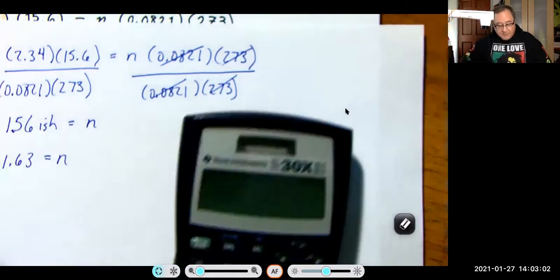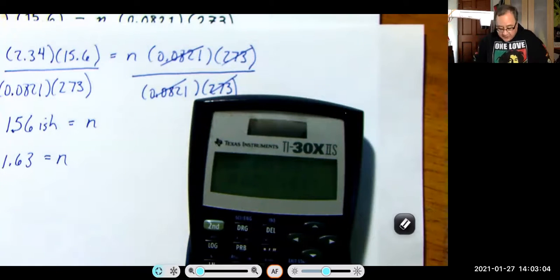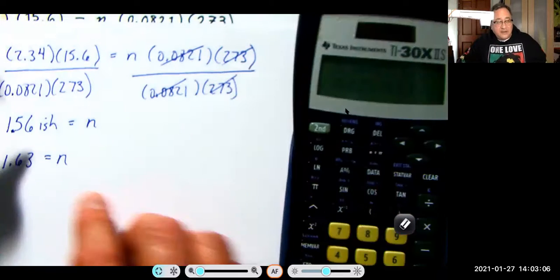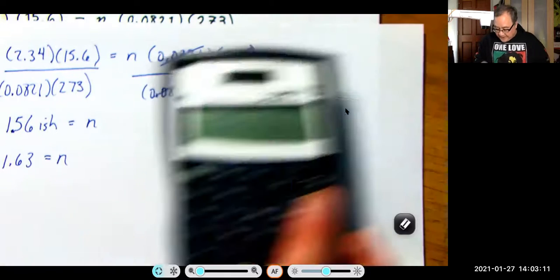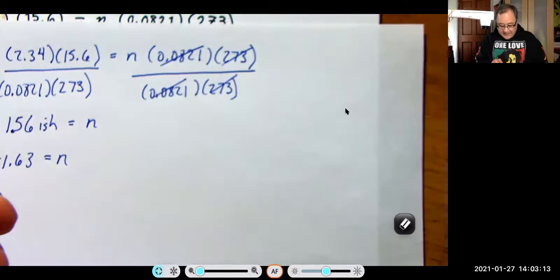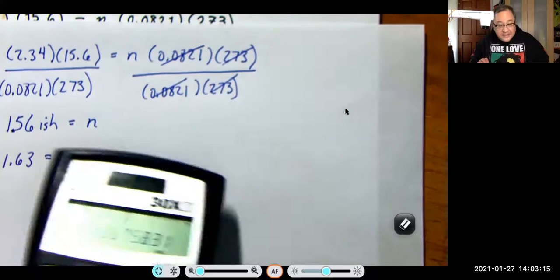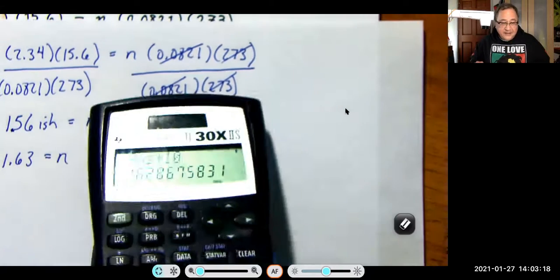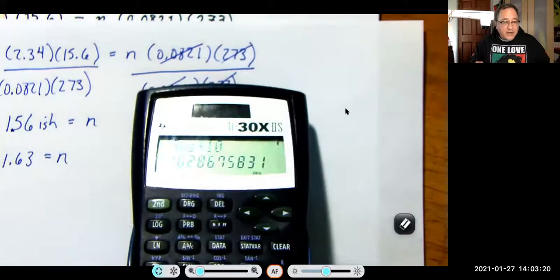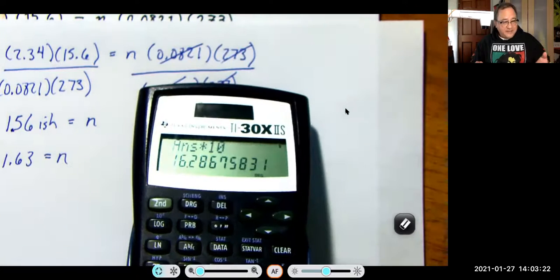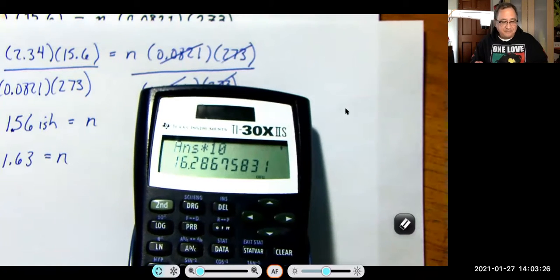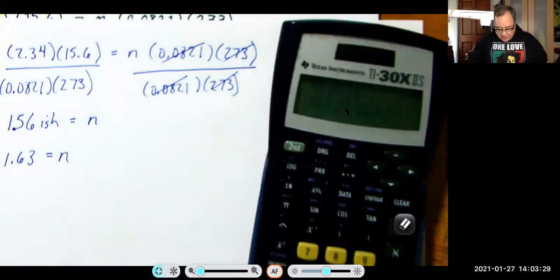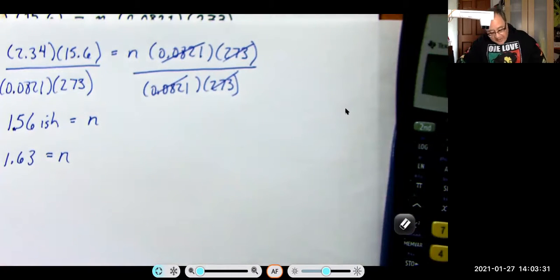So how does my ish compare to my answer? And the answer is really well. The reason I do an ish is because if I plug these numbers into my calculator and I accidentally get this as my answer, 16.28, I think to myself, wait a minute, I must have not used my calculator correctly.